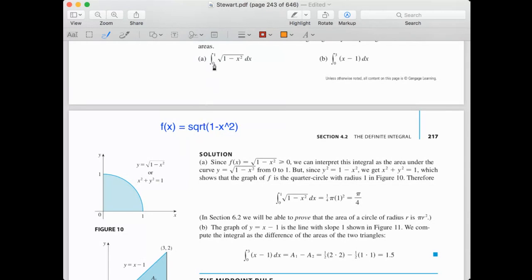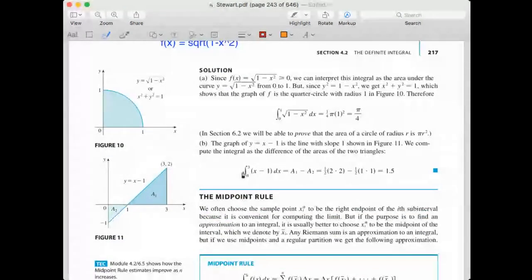Then the limit is saying going from 0 to 1, so a is 0, b is 1. So that's the quarter circle in the first quadrant. This whole thing represents the area of the quarter circle. Of course, we know that's a quarter of the unit circle, which is pi over 4.